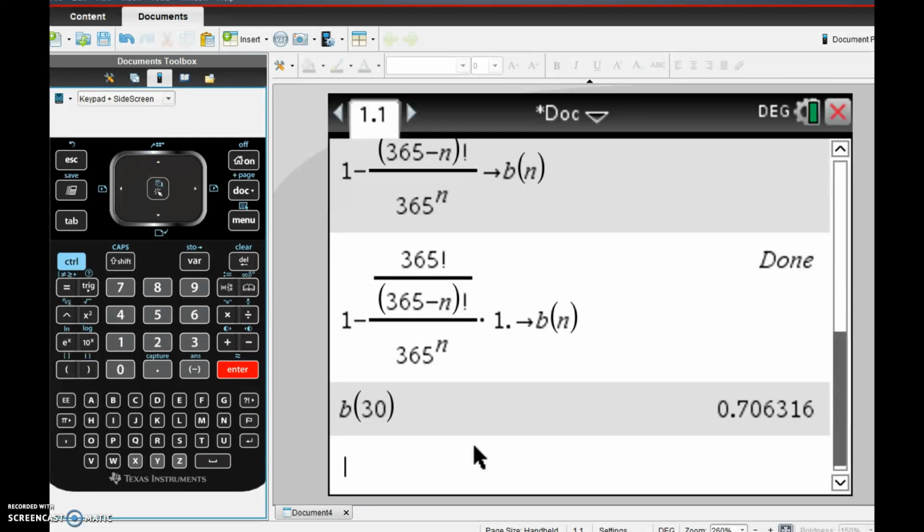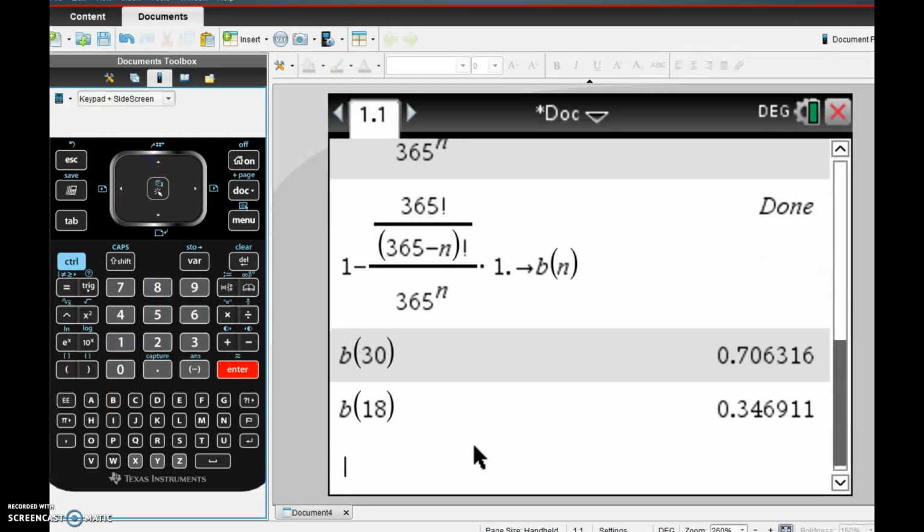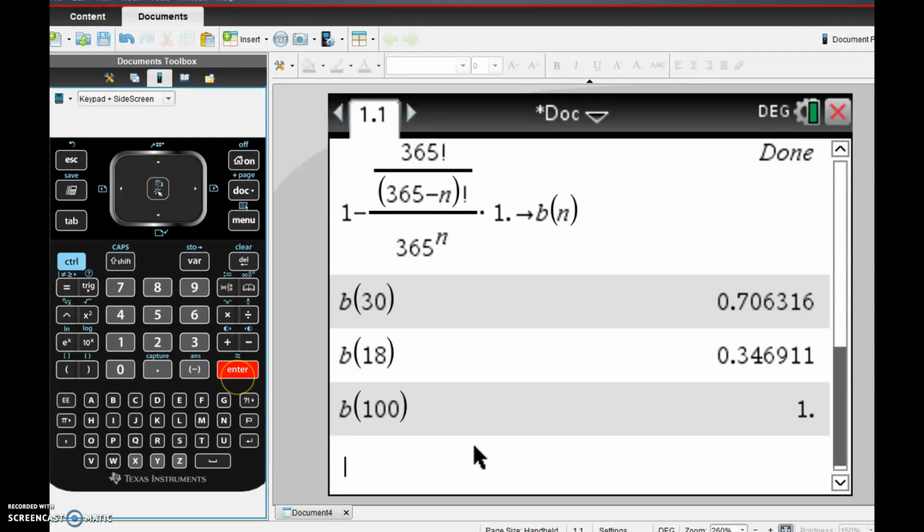it gives me the probability that 30 kids' birthdays will match. You'll get at least one matchup in 30 kids. If I said b of, I think in our class we had maybe 17 or 18, I don't remember, 18. See, that drops it down to 34%, 35%. If you had a class of 100 kids, that would actually be, well, you can't even, looks like it's 100%.